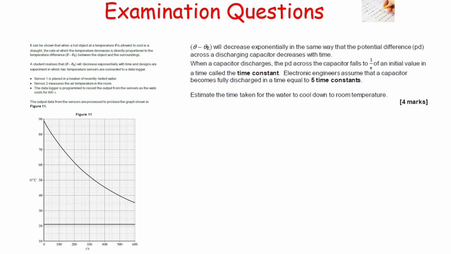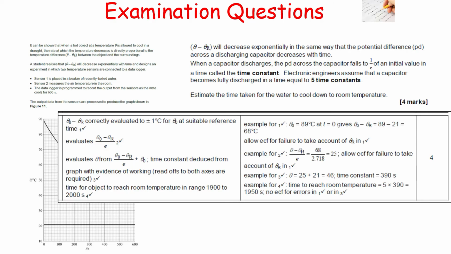Right, for this question, it is trying to link in capacitors and exponentiality, but it's a case of just using the graph available to you. So what you've got to do is consider what theta naught minus theta r is going to be, and correctly evaluate that. On your graph, theta naught, the starting temperature, is 89 degrees Celsius. Theta r is the line going directly along, because that's measuring the room temperature, so that is 21 degrees Celsius. So theta naught minus theta r is going to be equal to 68 degrees Celsius.